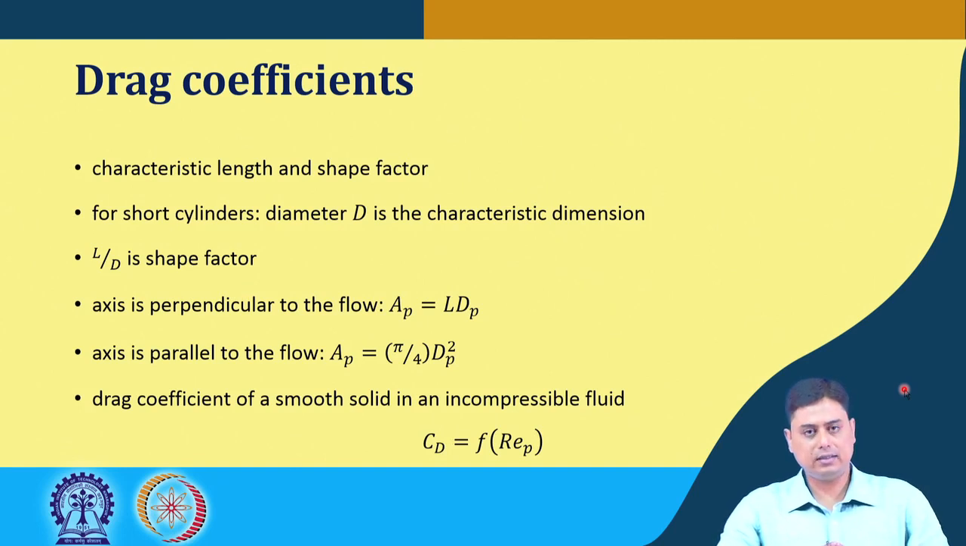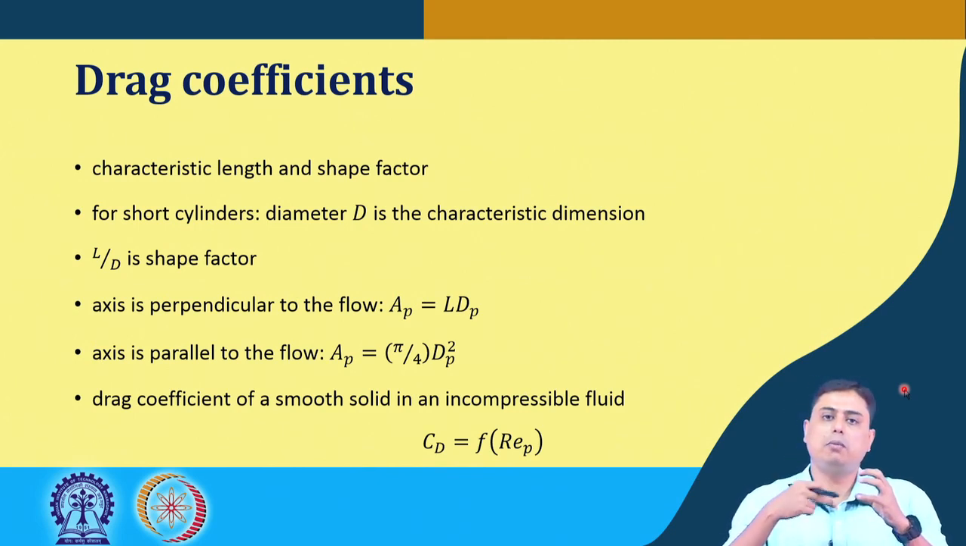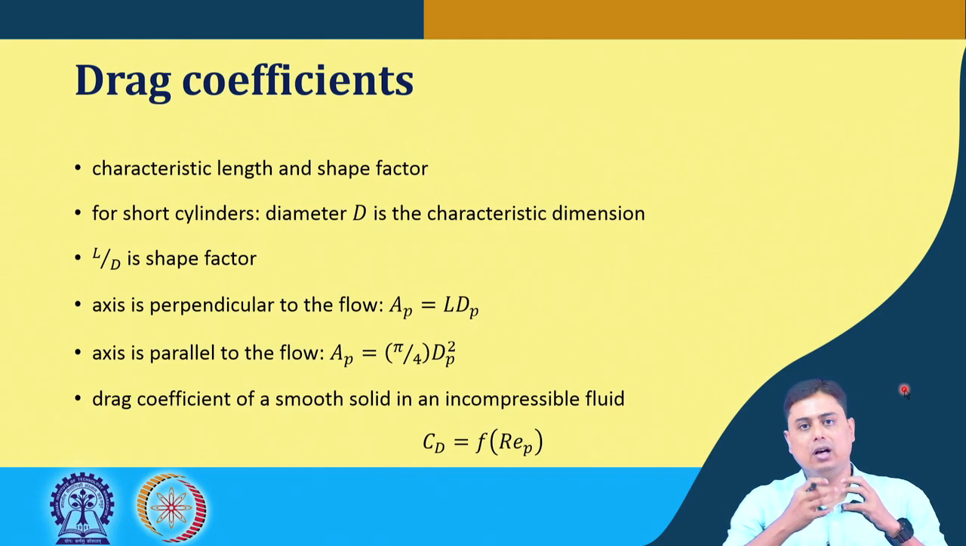But when the axis of that short cylinder is parallel to the flow, it becomes a similar quantity to that of a sphere having a diameter dp, because the flow can only see the cross sectional area of the short cylinder. So basically, the drag coefficient of a smooth solid in an incompressible fluid is a function of Reynolds number and its shape factor.